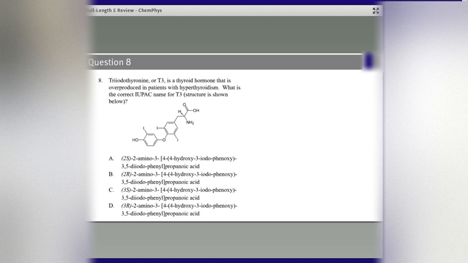If you have triiodothyronine, or T3, a thyroid hormone that is overproduced in patients with hyperthyroidism, I always think hyper means high. What is the correct IUPAC name for T3 as shown below? Pump the brakes here. If this is the Chem/Phys section, do I really need to know anything about thyroidism or T3? Do I really need to know anything about it?